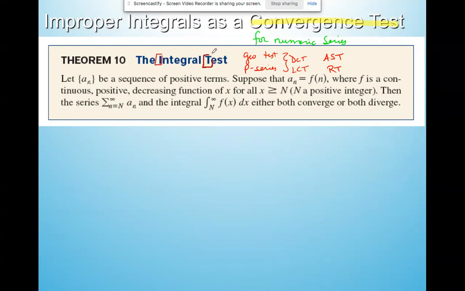And the integral test goes all the way back to the beginning of this unit when you learned how to do improper integrals. So here's the formal definition, but I'll tell you what the important pieces here are.